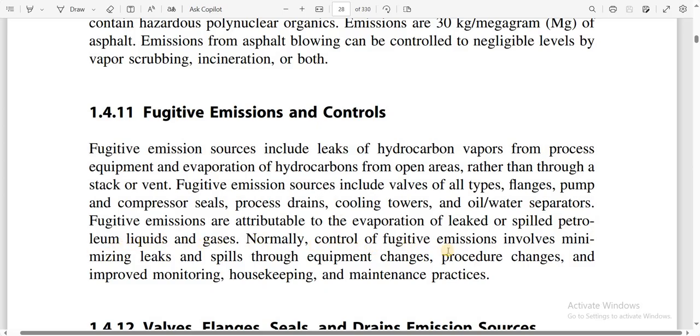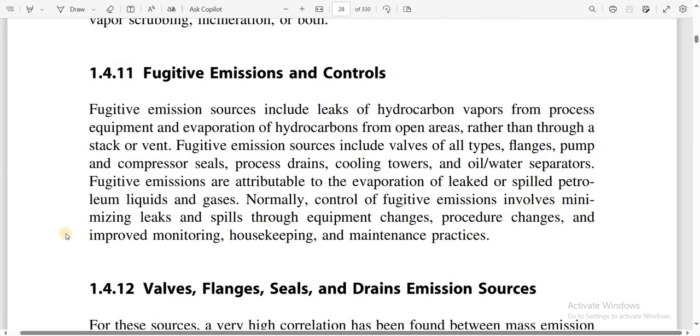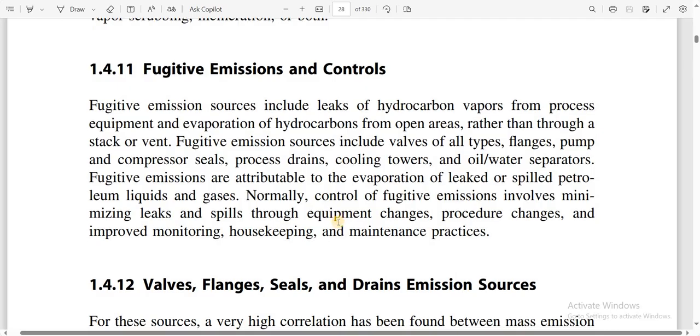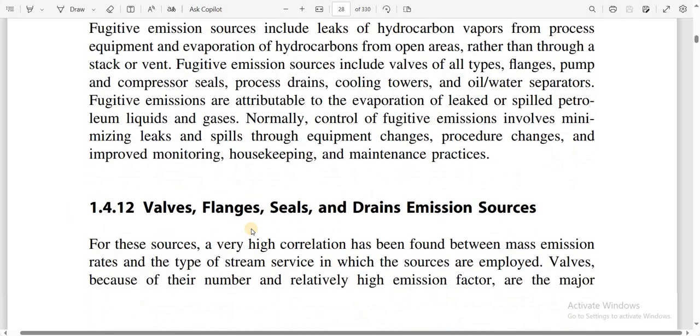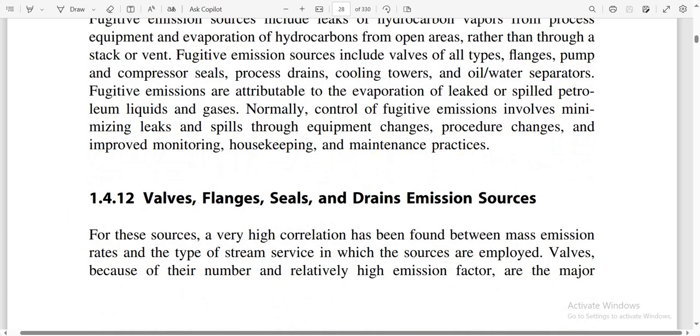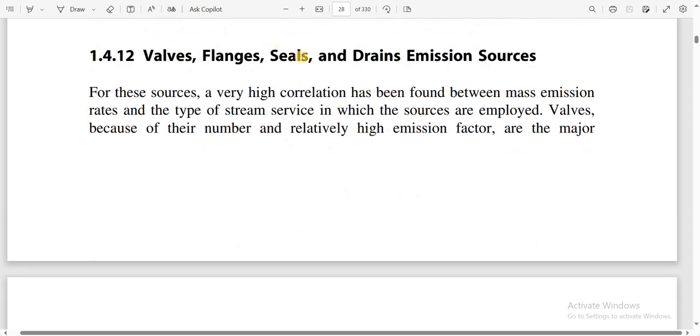Normally, control of fugitive emissions involves minimizing leaks and spills through equipment changes, procedure changes, and improved monitoring, housekeeping, and maintenance practices. Valves, flanges, seals, and drains are emission sources. So these are the main areas, I think, from where the leakage happens mostly.